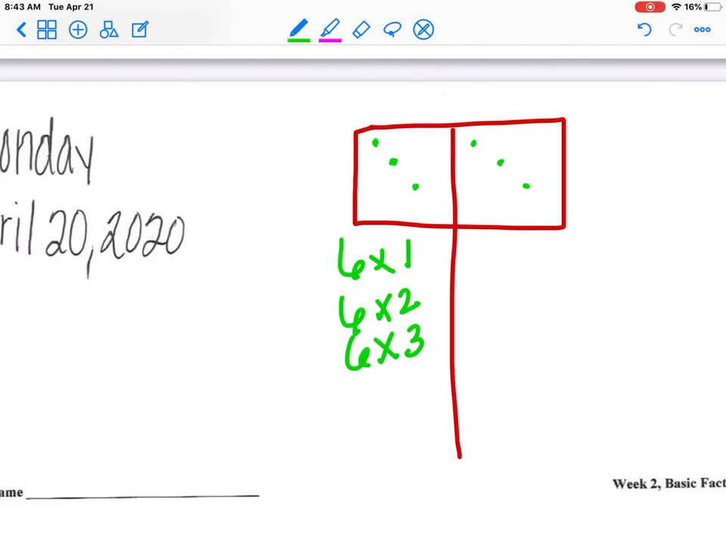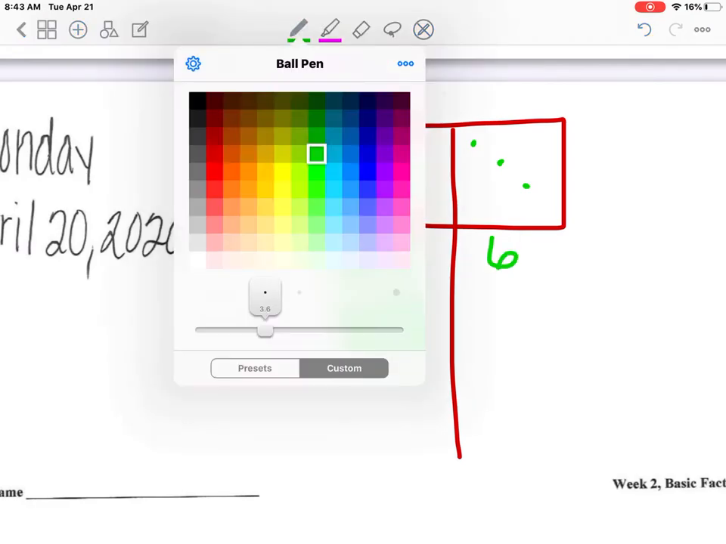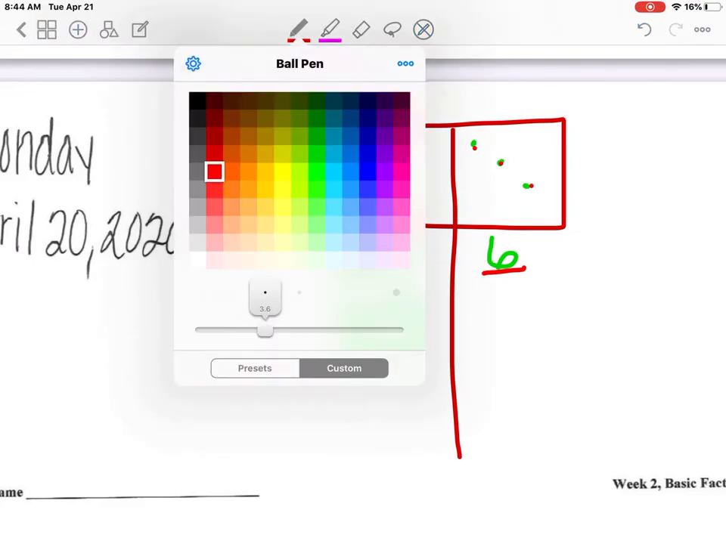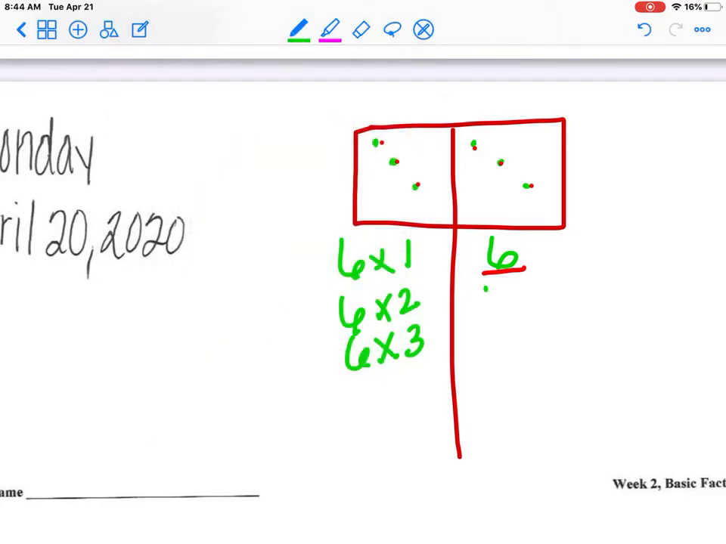Now, 6 times 1, like we said, any number times 1 stays the same. It's the same number. 6 times 1 equals 6. 6 times 2, and I am going to use another color so that you can see what I do with those dots. I start counting from 6, 6, 7, 8, 9, 10, 11, 12. 6 times 2 equals 12.